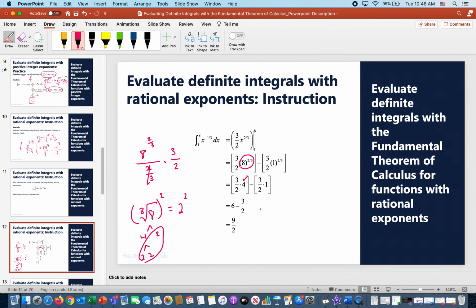3/2 times 4, right? That's 6 minus 3/2. Again, I'm going to get a common denominator, which would be 12 over 2 minus 3 over 2, which we all know is 9 over 2, and it does not have a pretty decimal. It's 4.5, right? So it's not an integer. We just leave it 9 over 2.